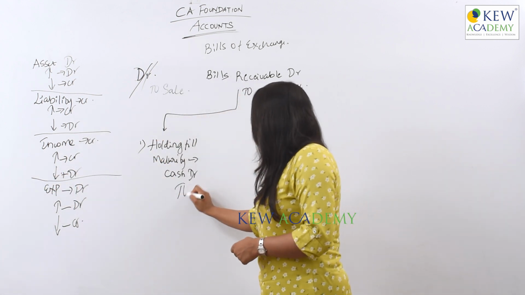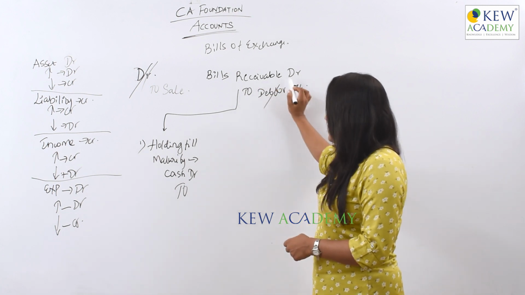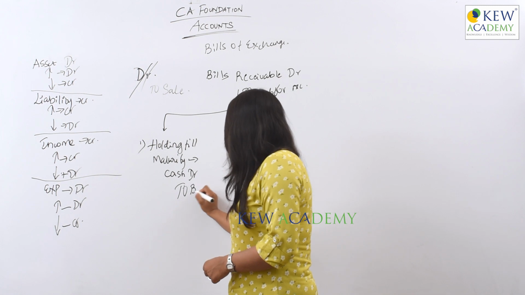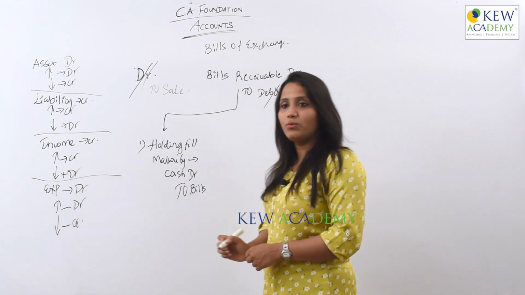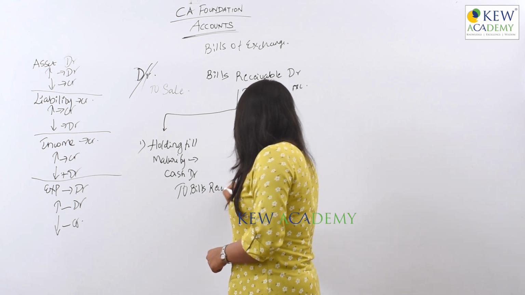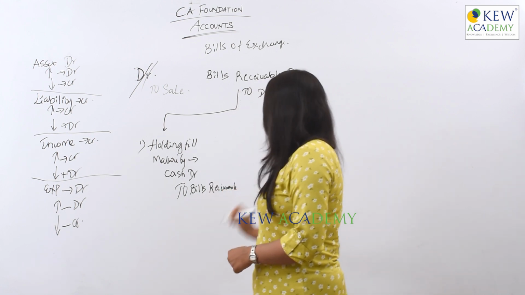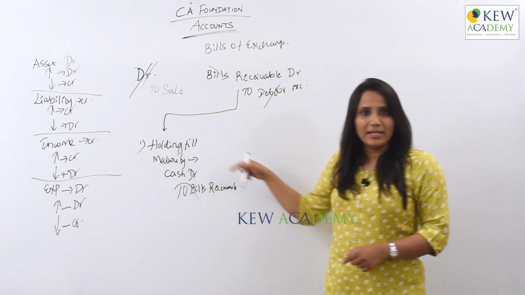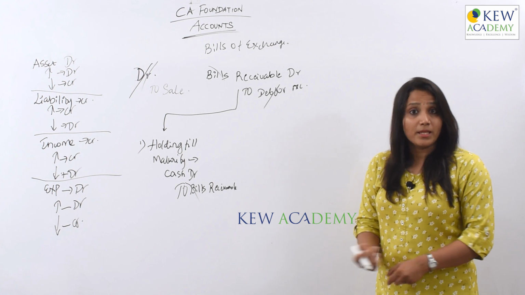Coming in. Now tell me, this bills receivable is having a debit balance. Now I have to close this, what I should do? Now tell me what I should do. It's having a debit balance. To close that, I have to credit it. Now see, bills receivable debit, bills receivable credit. Isn't it getting cancelled? Yes.